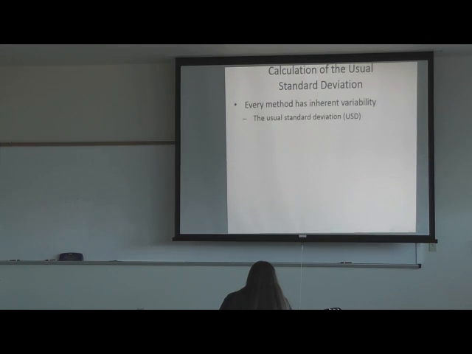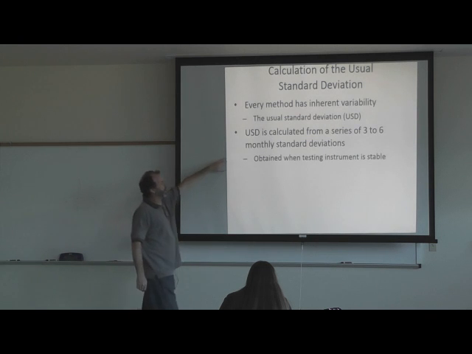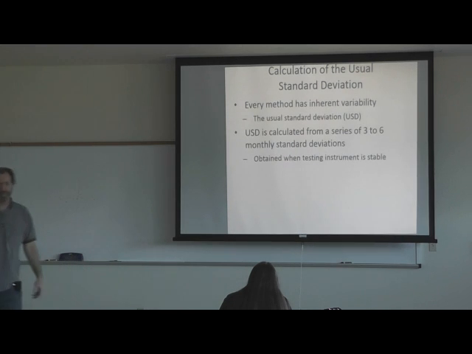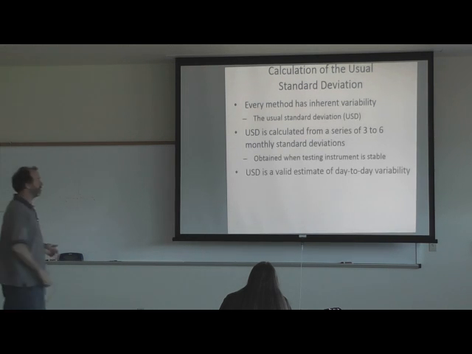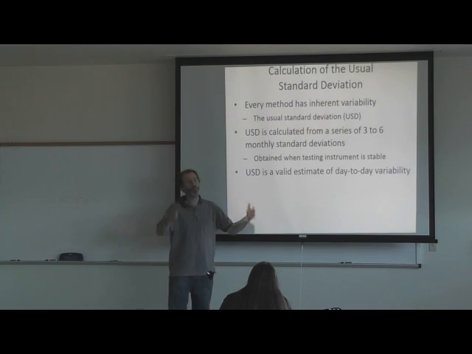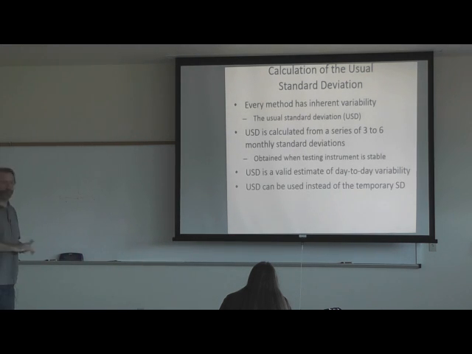Every method has its inherent variability, and we can define that as the usual standard deviation. The usual standard deviation is calculated from a series of 3 to 6 monthly standard deviations and obtained when the instrument is stable. If the instrument's not stable, that'll throw off your usual standard deviation. So the instrument has to be running properly, and then you'll develop this usual standard deviation. You can use it as a valid estimate of the day-to-day variability. So with your new pool, you can use this as your estimate of the standard deviation, and it can be used instead of the temporary standard deviation.